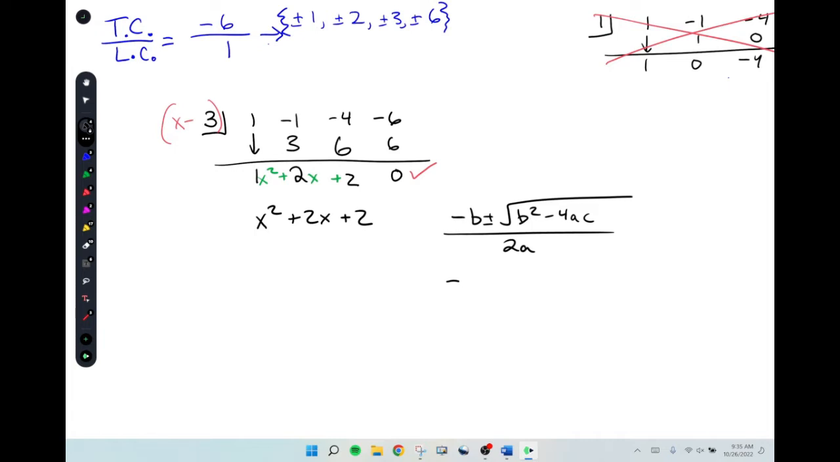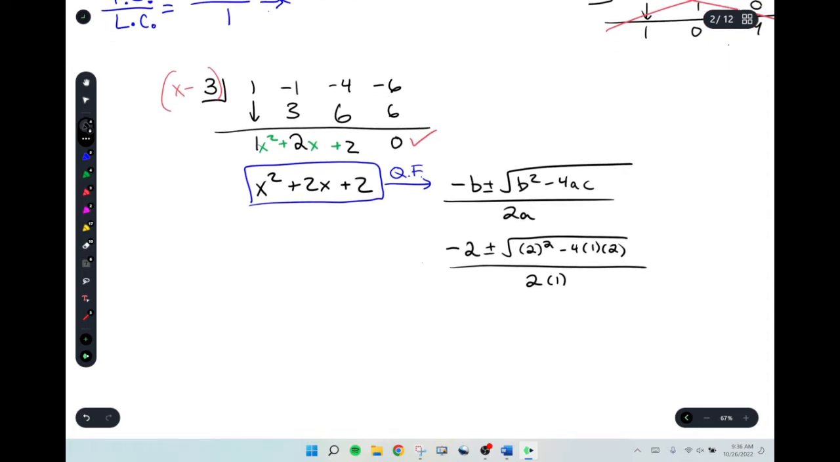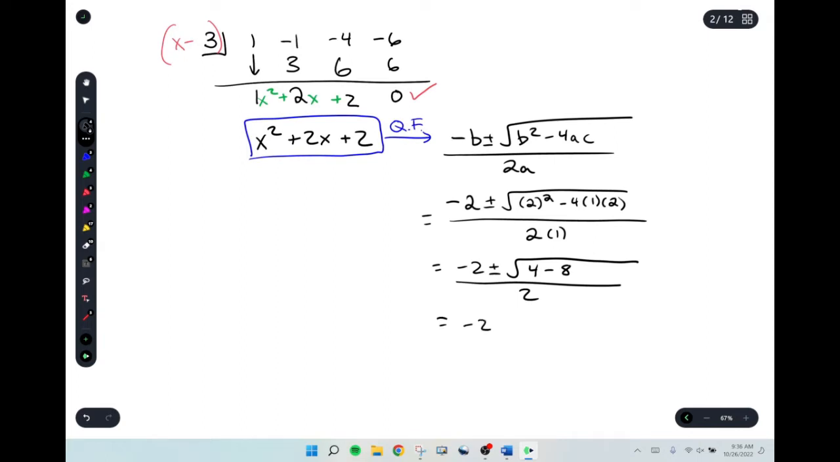Negative 2 plus or minus the square root of not negative 2 squared, but 2 squared minus 4 times 1 times 2. If you're missing what we're doing, we're plugging this into the quadratic formula, just so I didn't just jump ahead. All over 2 times 1. And that equals negative 2 plus or minus the square root of 4 minus 8, all over 2, which equals negative 2 plus or minus the square root of negative 4, all over 2.